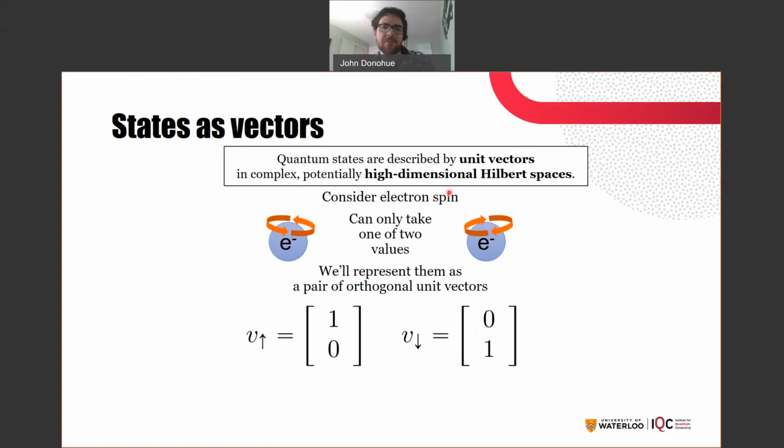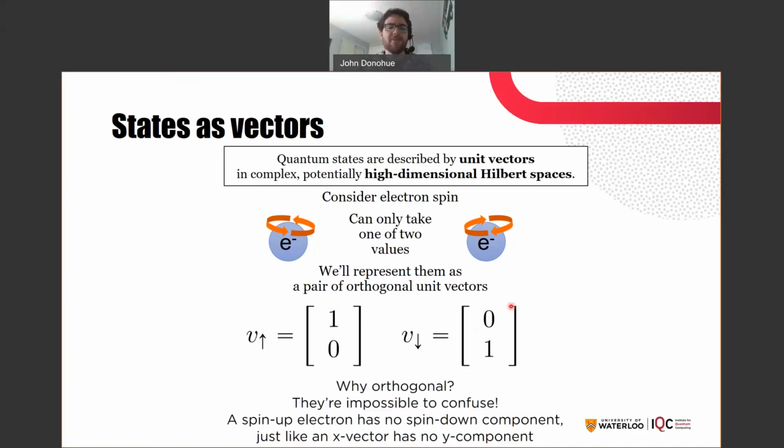So let's consider that electron spin again. It can take one of two possible values, spin up or spin down. We're going to represent them as a pair of orthogonal unit vectors. So spin up is going to be the vector 1, 0, the x unit vector. Spin down is going to be the vector 0, 1, the y unit vector. We want them to be unit vectors because we're dealing with one single electron. And as we'll see, when we're using these to calculate probabilities, making sure they're unit vectors will make sure that our probabilities all sum to 1.